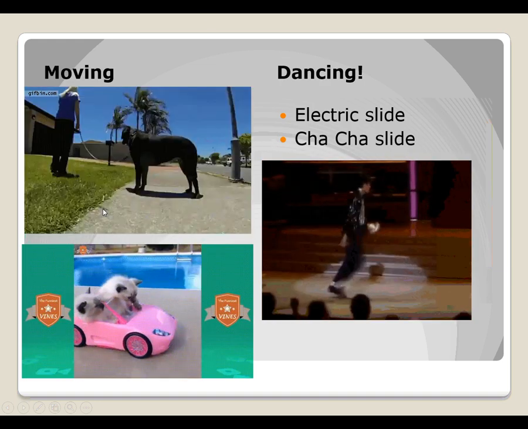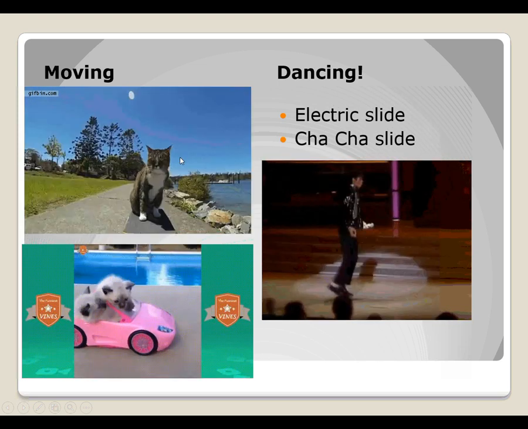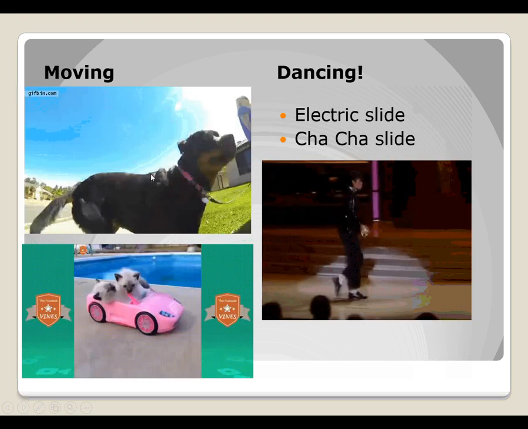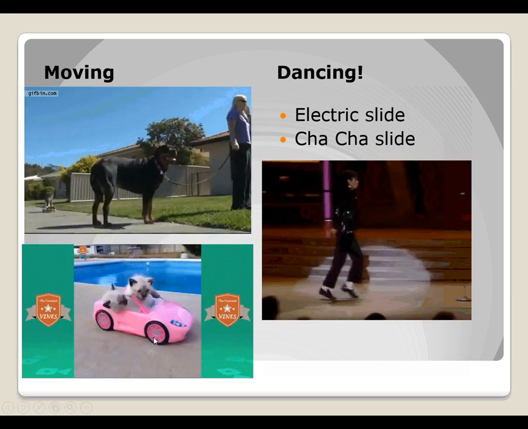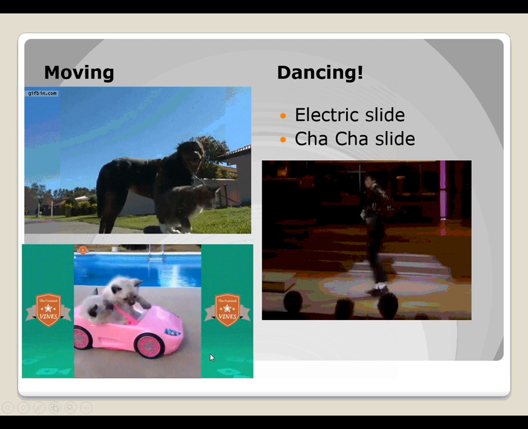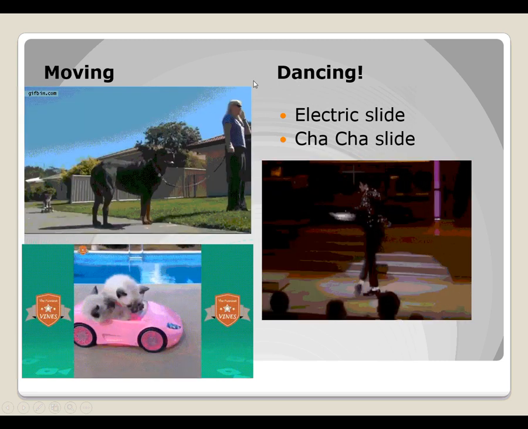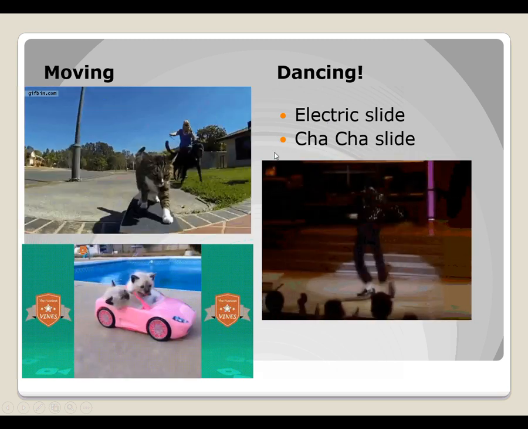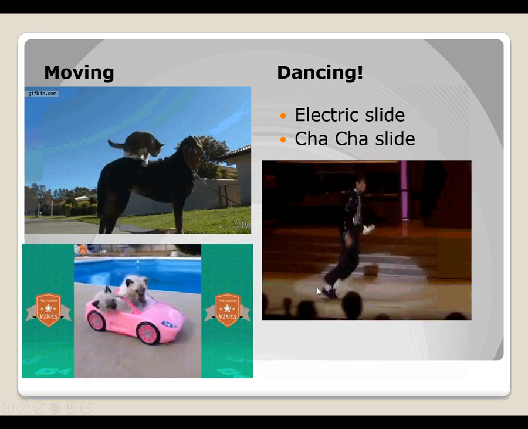Just general moving, like here's a cool cat on a skateboard. Look, he just hopped over that dog, and that dog's like, no, you just didn't hop over me. Look at him go. Look, he's mad. That's hilarious. Then we have this little cat down here on the car moving. So cars move. Any kind of dancing moves around, so you're translating. So things like the electric slide, cha-cha slide, other dance moves you can do. Here's Michael Jackson doing the moonwalk. He's pretty good at that.